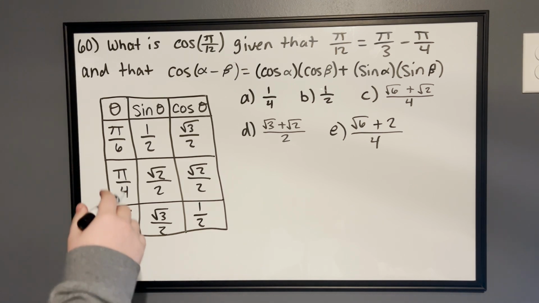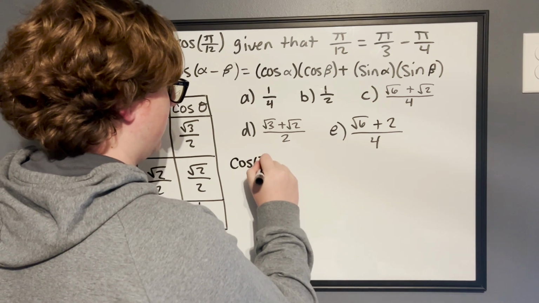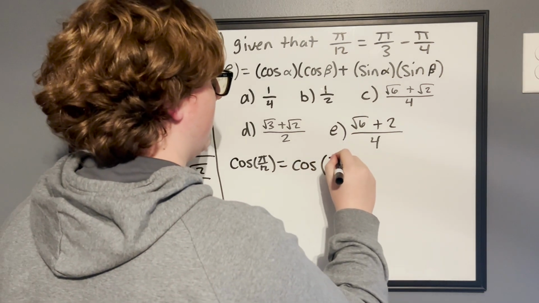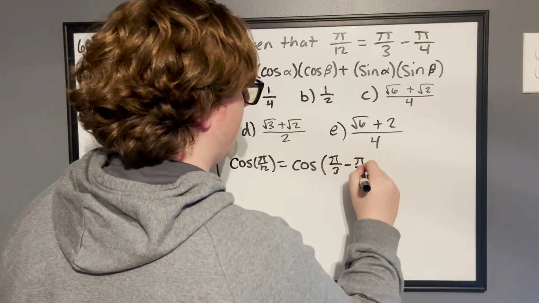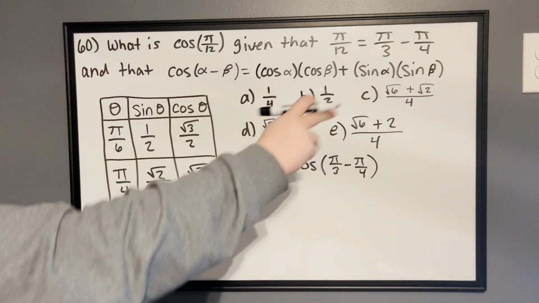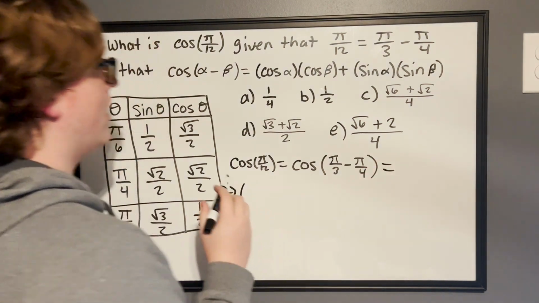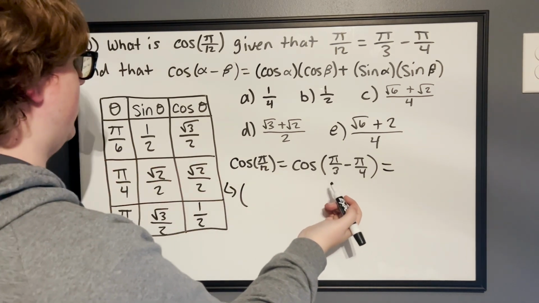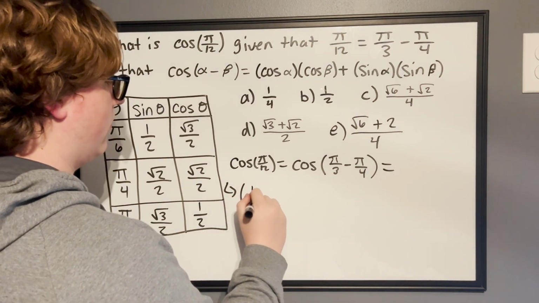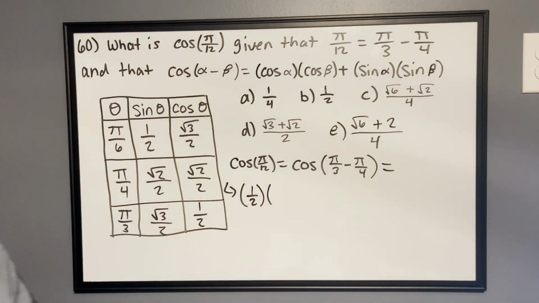So if we're looking for cosine of pi over 12, that is equal to cosine of pi over 3 minus pi over 4. And now we have a formula for this. This is going to be our alpha, this is going to be our beta. We'll plug in here. So we have cosine of alpha, so cosine of pi over 3. Well, here's pi over 3, here's cosine. Cosine of pi over 3 is 1/2. We have 1/2 multiplied by the cosine of pi over 4.